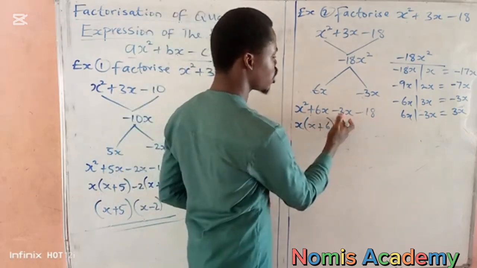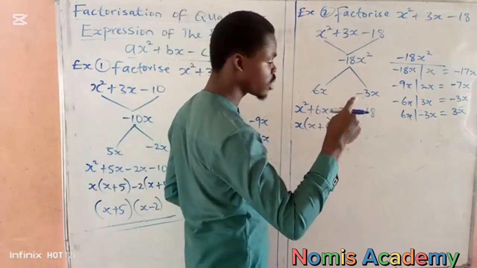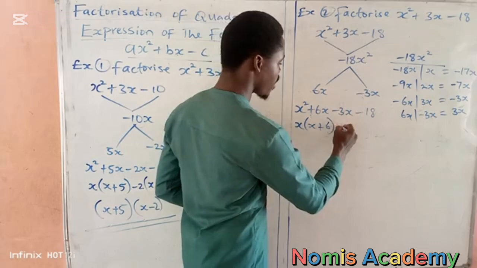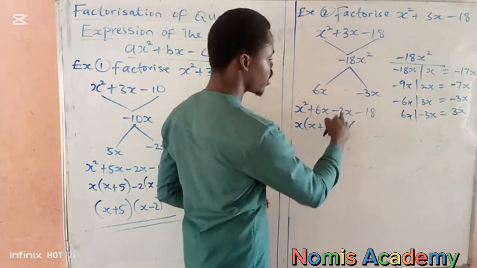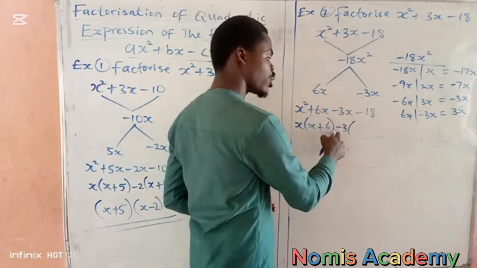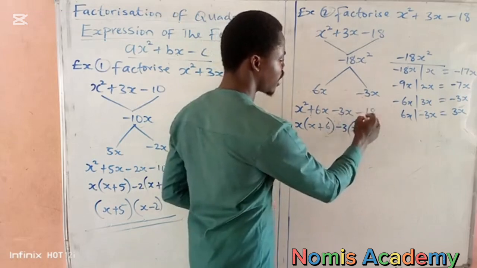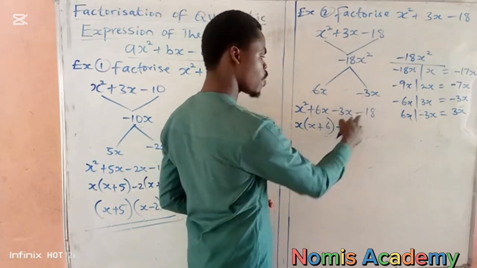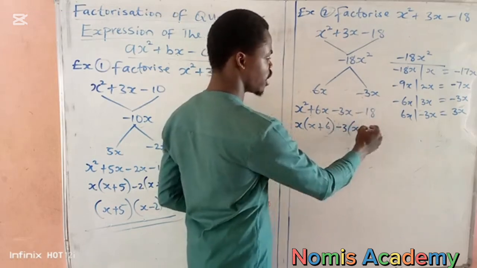What is common between these two? You can see that minus 3 is divisible. So we have minus 3 outside. Minus 3x divided by minus 3 will give us x. And then minus 18 divided by minus 3 is plus 6.